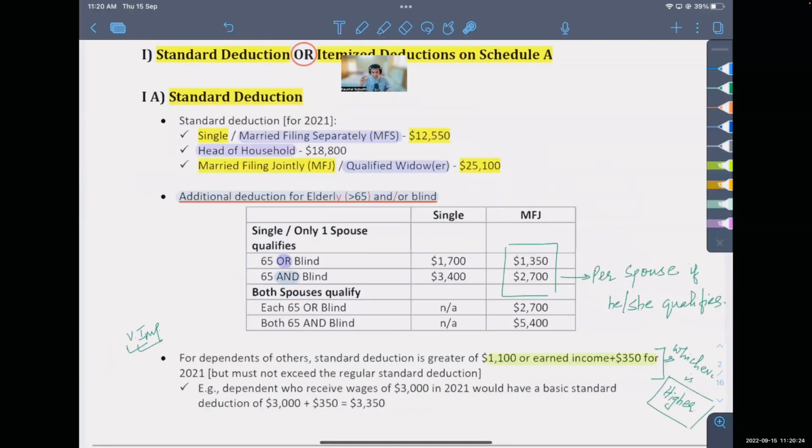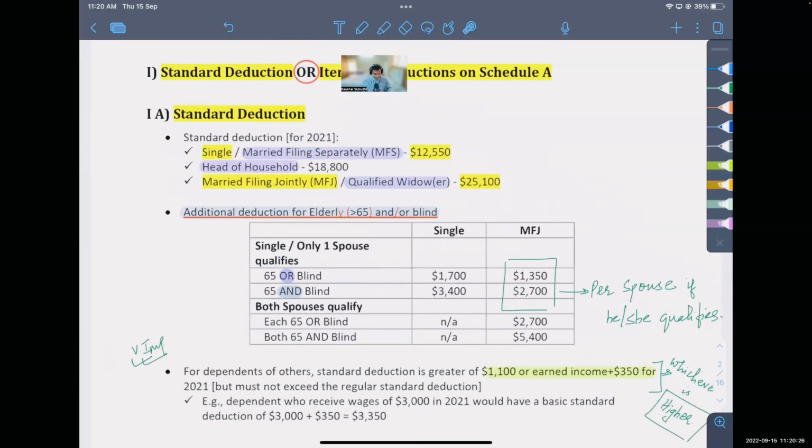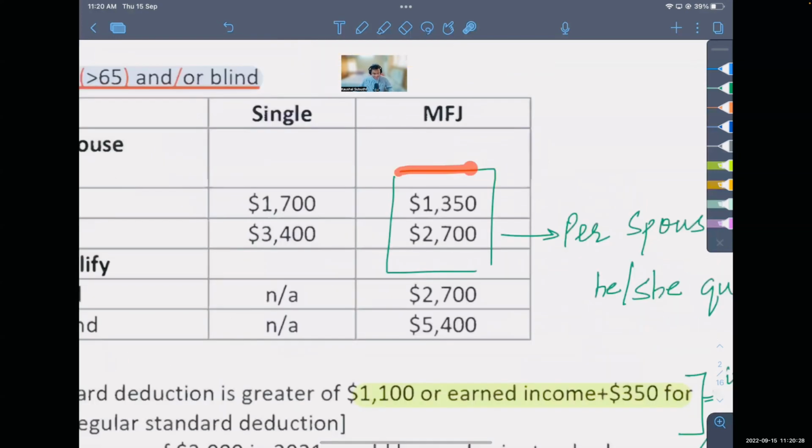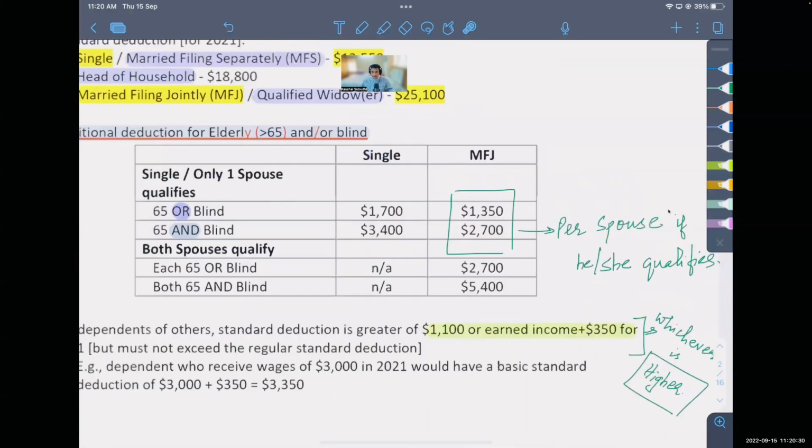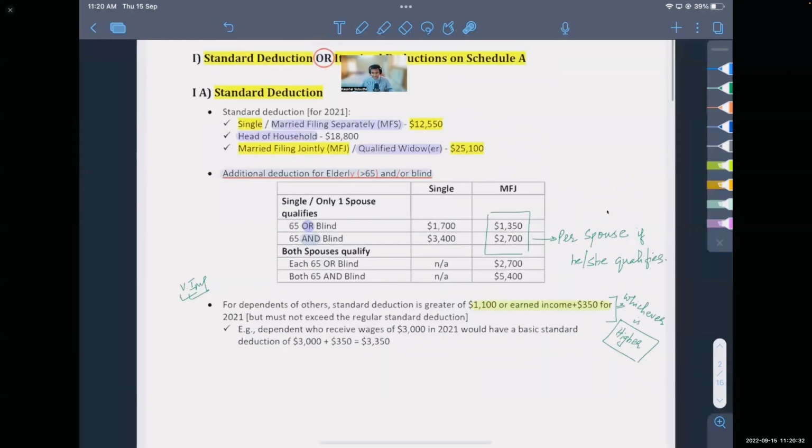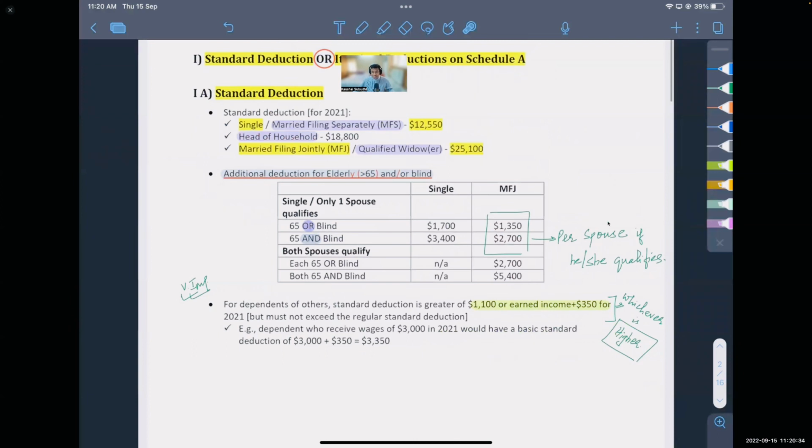That's why I have a small tip over here. This figure, which is within the green box, is per spouse. This means it is per one. This is for one spouse. If he or she qualifies, the other one is fine. When I say the other spouse is fine, I mean she or he is less than 65 years and is not blind.